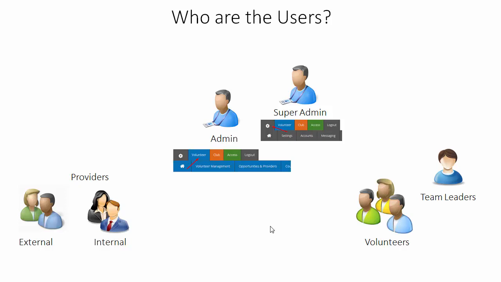Finally, we have our volunteers. We all know who the volunteers are, but there is a type of volunteer called a team leader, which is essentially a volunteer who has the ability to say whether other volunteers have turned up for an opportunity, whether they've actually attended. We often find that the providers who create the opportunities are not always there on the ground on the day, so they don't always know exactly what's happening or who's turned up, whereas the volunteers do. So if you have a trusted volunteer, you might make them a team leader, which means they then have the ability to actually mark down who's turned up.